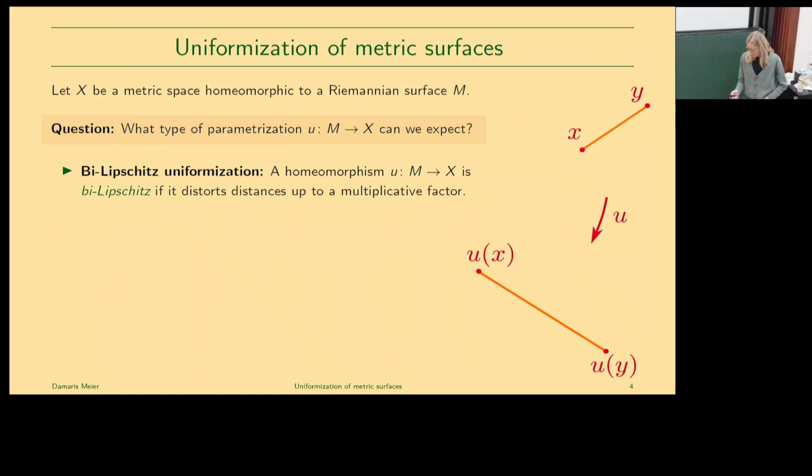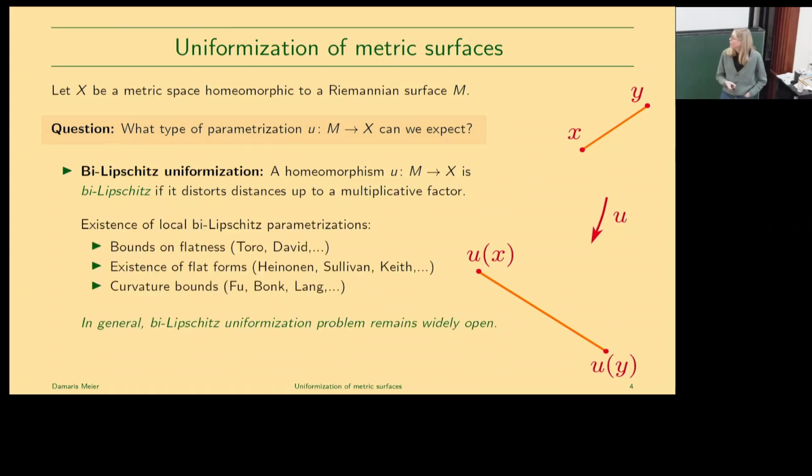And there are results where the conditions on X are in terms of bounds of flatness, also existence of flat forms and curvature bounds. But somehow the general question of finding a bi-Lipschitz uniformization is extremely hard and remains widely open. So we will not talk about this today too closely, but people have been looking at that for quite some time now. What we are going to look at are other generalizations of conformal mappings.